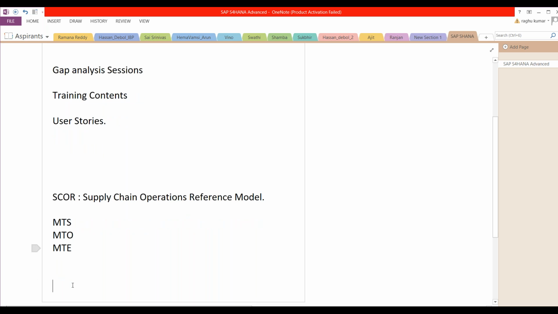So whenever a client declares that their business process falls into MTS, MTO or MTE, probably he wants to give a clear direction that both material planning and capacity planning are to be done by him on a clear edge. Only then can he make his final product possible, right? So material planning and capacity planning.